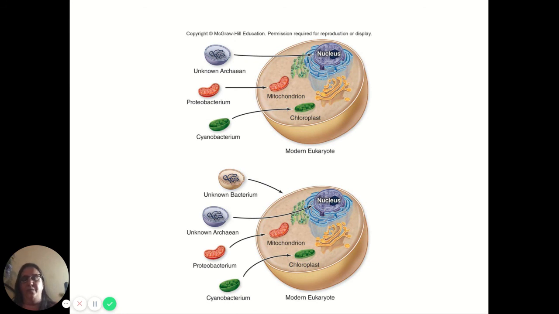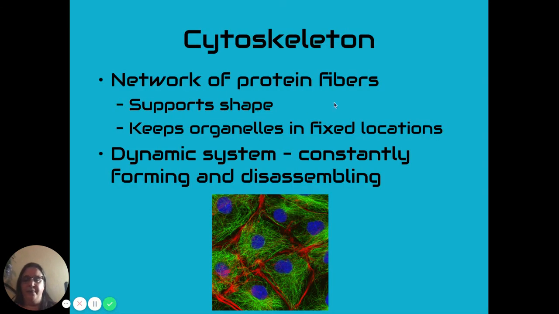So are we completely sure? No, because we weren't there. But there are evidences for it, as in the mitochondria and chloroplast both have their own DNA. So that's one of them. We'll talk about more endosymbiosis in a later chapter. Okay. We're almost done here.